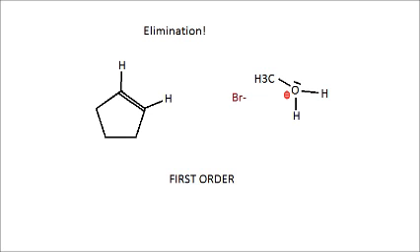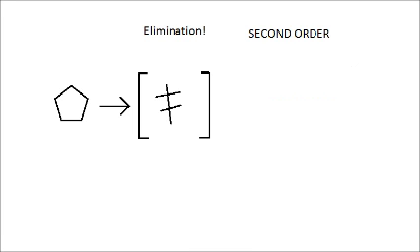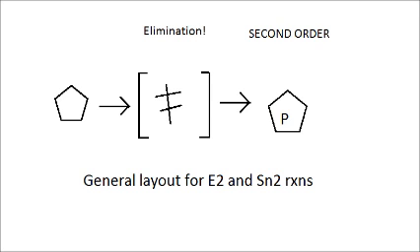Notice the first step was the leaving group leaving. Second order elimination. We got Zaitsev and Hofmann products and anti-periplanar elimination. So in general, you have a reactant, and then you have a transition state, and then you have your products. This is generalized to any second order reaction. So whenever you do a second order reaction on a test, make sure you show your transition state.